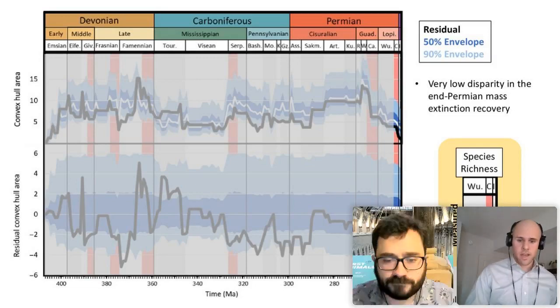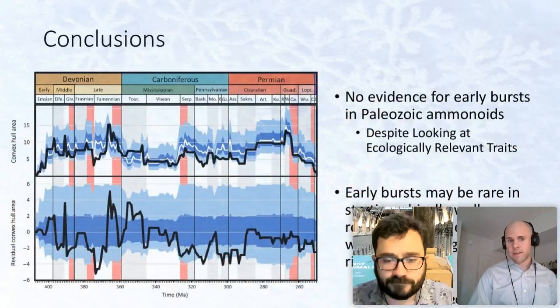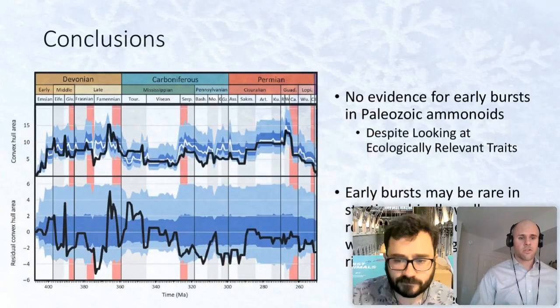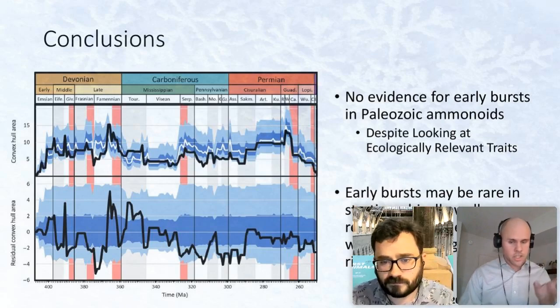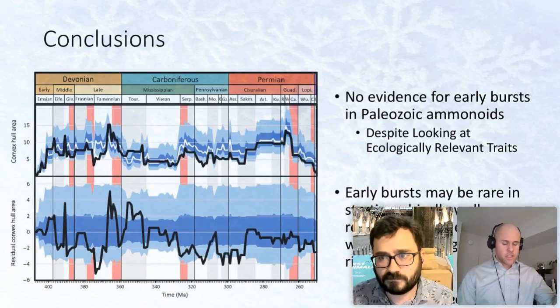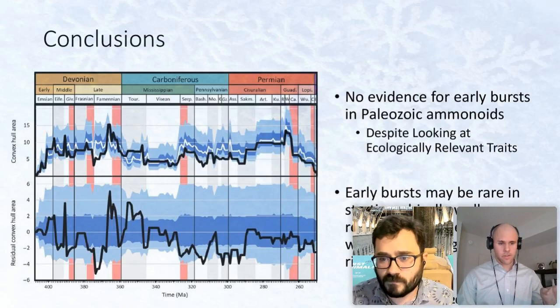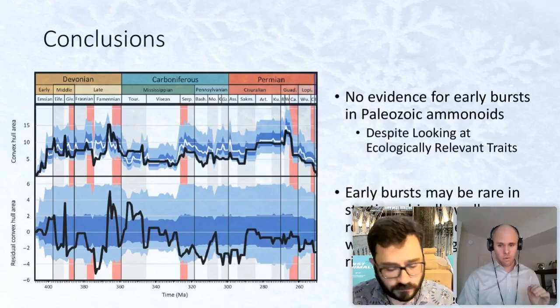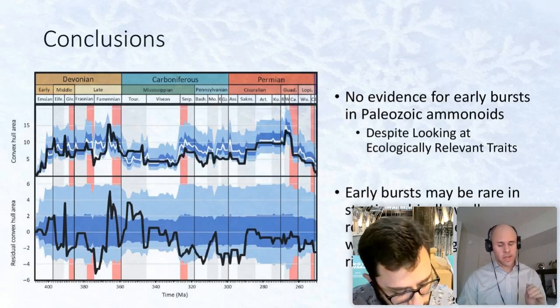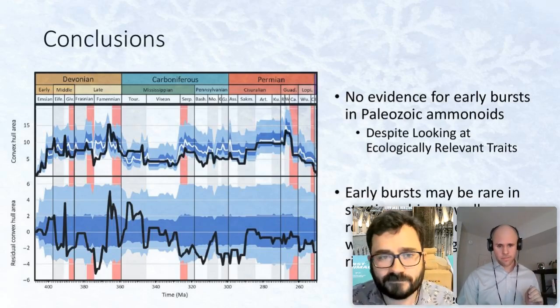So in our 2 big 5 mass extinctions, our 2 biggest radiations, in addition to origination, we are not seeing early bursts. And in those 2 recoveries, we are seeing disparity well below the expectation given diversity, below that 90% envelope. In other words, we are not seeing any evidence for an early burst, despite several different radiations where you could see it.